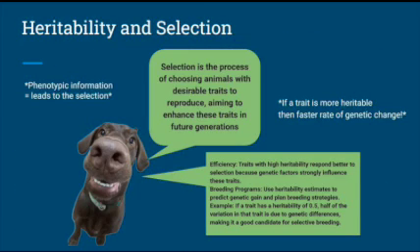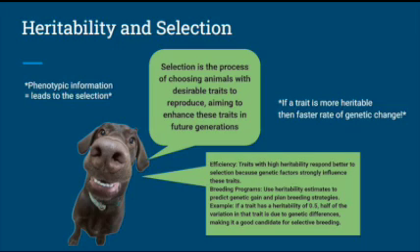Heritability and selection. Selection is the process of choosing animals with desirable traits to reproduce, aiming to enhance these traits in future generations. Some examples: efficiency. Traits with high heritability respond better to selection because genetic factors strongly influence these traits. In breeding programs, they use heritability estimates to predict genetic gain and plan breeding strategies.